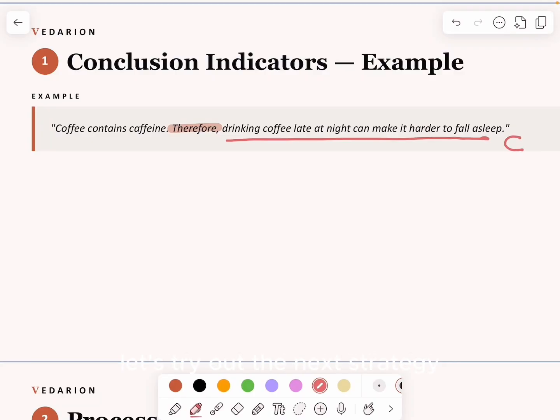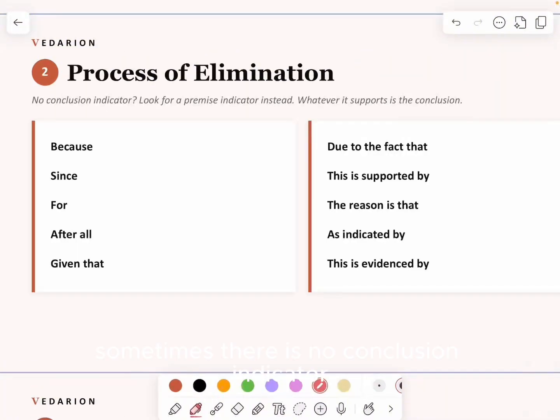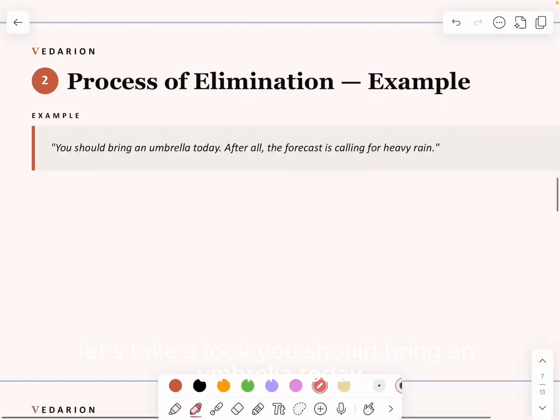Let's try out the next strategy, which is the process of elimination. Sometimes there is no conclusion indicator, but there is a premise indicator instead. So whatever it supports is the conclusion. I'm not going to read the entire list, but go ahead and read it yourself and then proceed to the example we have. Let's take a look.